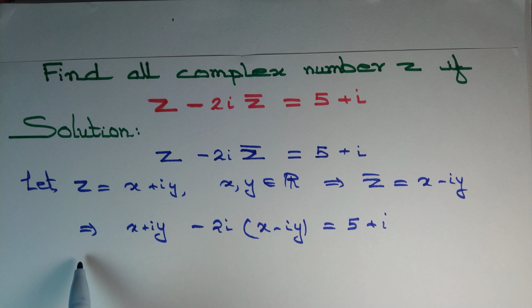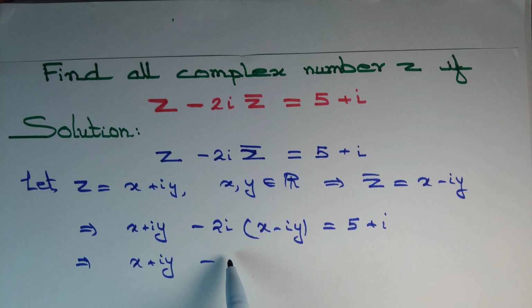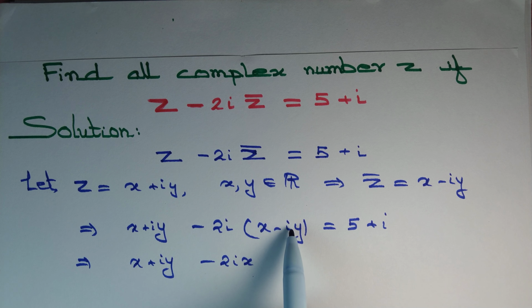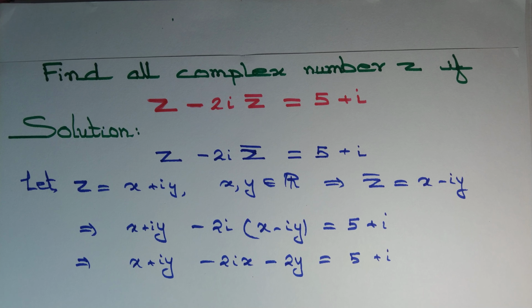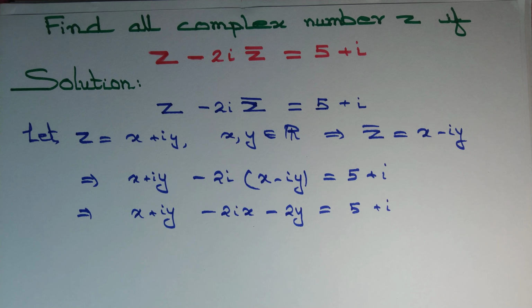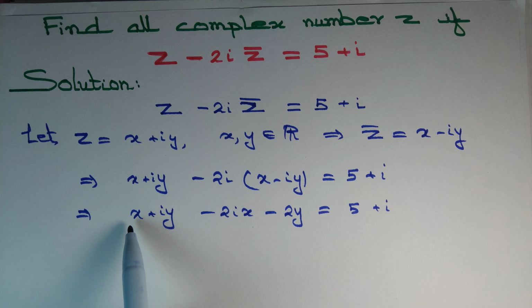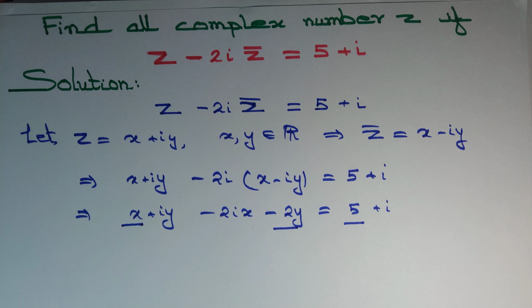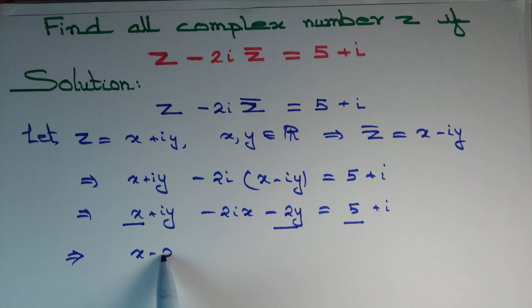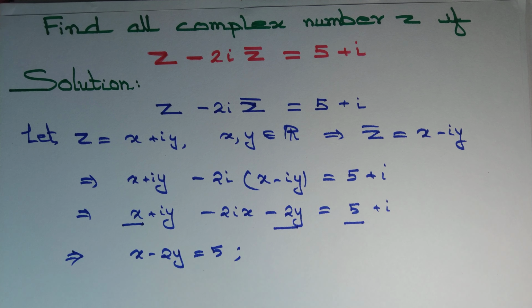Remember, x and y are real numbers, so we can simplify this equation a bit and write x plus iy minus 2i times x, minus minus plus, so 2y times i squared, which is minus 1, so again minus 2y, equal to 5 plus i. Now if two complex numbers are equal, then their real parts should be equal and also their imaginary parts. So we have real part x minus 2y and 5 on the right hand side. Therefore, if we compare those two complex numbers, we obtain x minus 2y equal to 5. So real parts are equal.